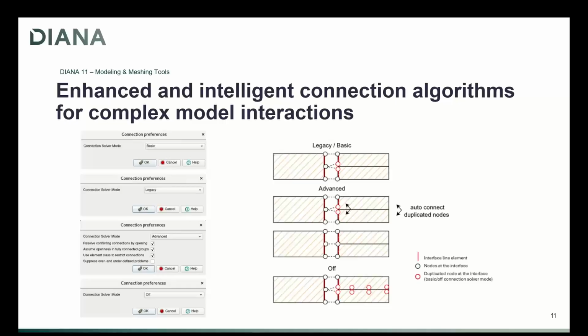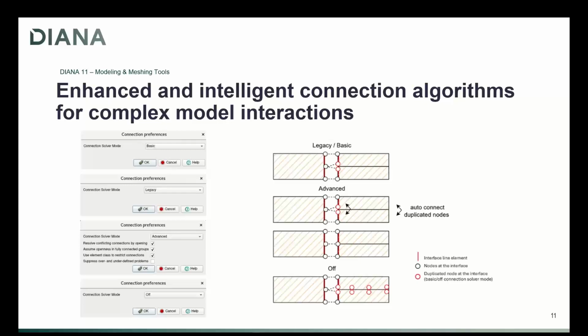Then when a connection is defined explicitly between shapes or between a shape and its surrounding, the nodes at the coincident geometry will be duplicated and the selected connection type is created between the source and the target. Good to know that both algorithms, the old one and the new one, coexist in Diana 11, and the user can decide which of these algorithms to use in the creation of the connection. To change the behavior to the new connection algorithm, you just need to go to the main menu, connection, and under connection preferences, you can select advanced options in the connection solver mode parameter.